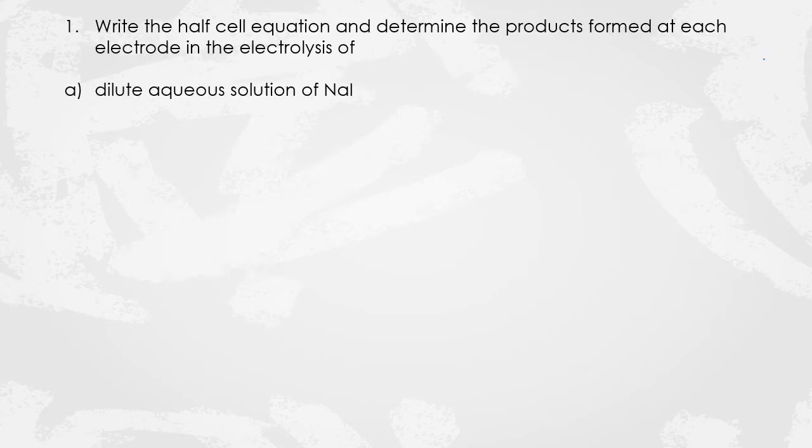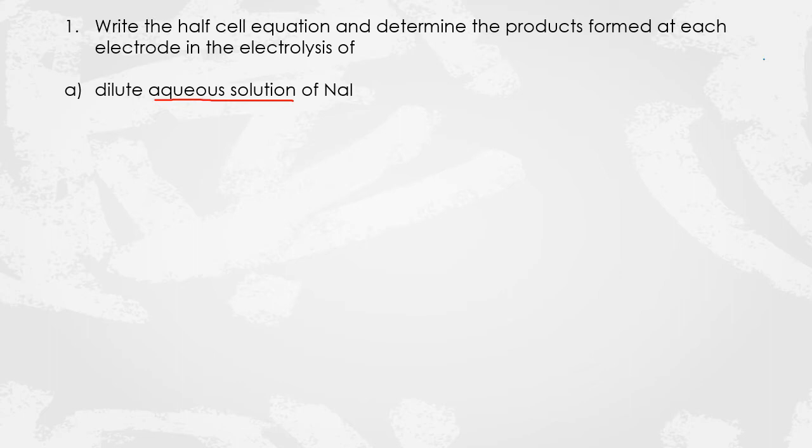Question 1 asks you to write the half-cell equations and determine the products formed at each electrode in the electrolysis. 1a, we were given dilute aqueous solutions of sodium iodide. When dealing with aqueous solutions, you should know these two terms. One is dilute, another one is concentrated. These two terms should be addressed only when you are dealing with chlorine species.